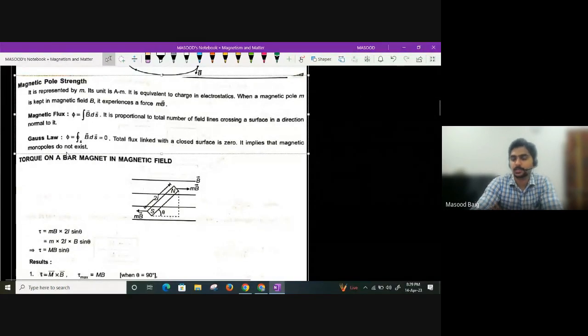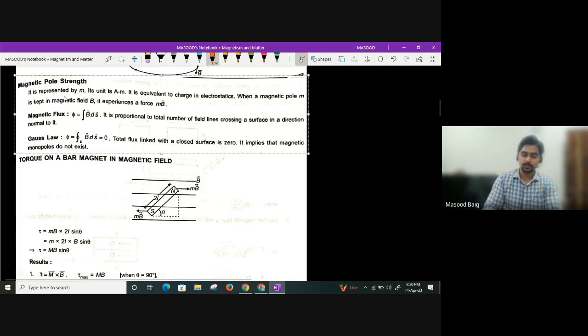As I said, just like an electric dipole has a negative charge and a positive charge, in the same manner a bar magnet has a south pole and a north pole. So here poles are similar to charge, right? I've already told you that point, guys. This is represented by small m. The unit we can write is ampere meter, so it is equivalent to charge in electrostatics. Clear? So whenever we are talking about the magnetic pole strength, very simple logic, guys.